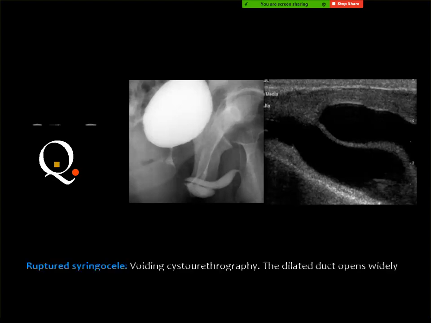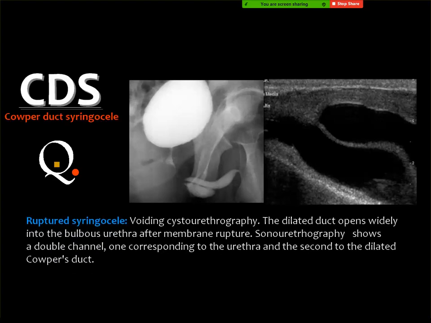Seal of the urethra. Yes, that is syringocele, similar to the previous one. And you see the lesion is tubular, lying parallel to the course of the urethra, connected to the fine duct here, and this is the Cowper's gland duct, and this is syringocele.